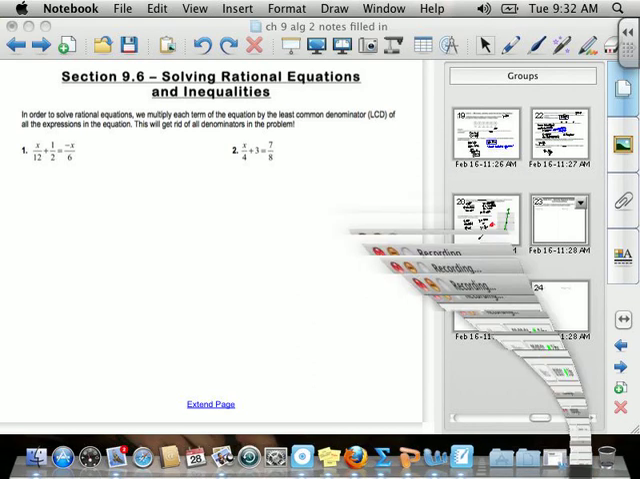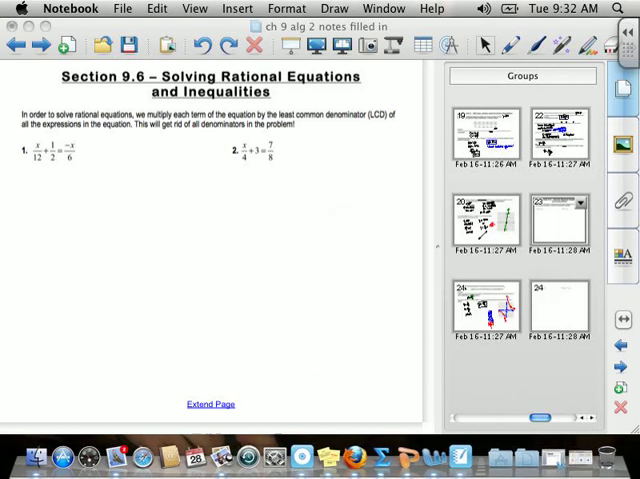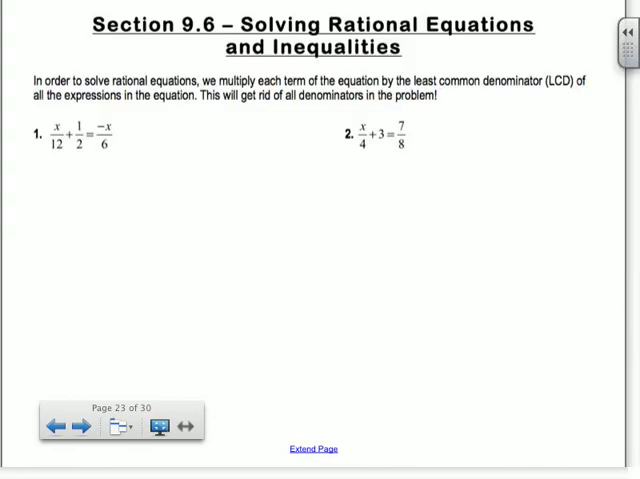All right, section 9.6 is on solving rational equations and inequalities. This is the last section that we do in chapter 9. Notice I skipped 9.5. That's fine, I do that a lot. You guys just don't realize I do that a lot. So I didn't find it important, so we skip over it.